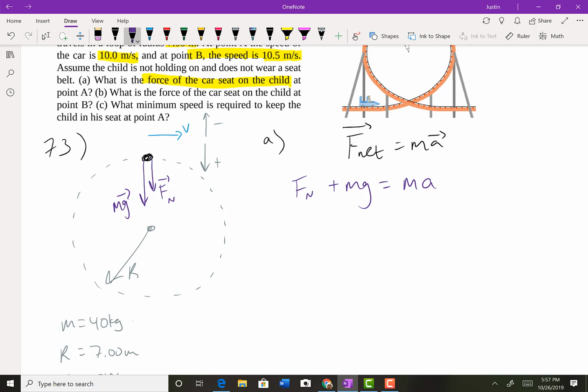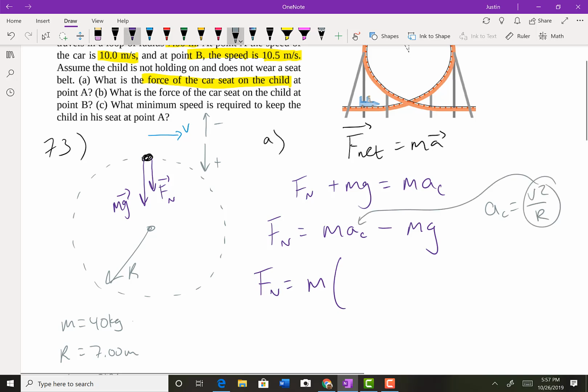equals the mass times the acceleration. And it's a special type of acceleration, centripetal acceleration. We've got an equation for that, but I'll plug it in at the end so I don't have to write as much. Now I'm going to isolate Fn by subtracting mg from both sides. That's Fn equals m a_c minus mg. I'm going to factor out the m, and plug in v squared over r for a_c, because for centripetal acceleration we have the equation v squared over r. So it's m times v squared over r minus g. Now I just need to plug everything in.